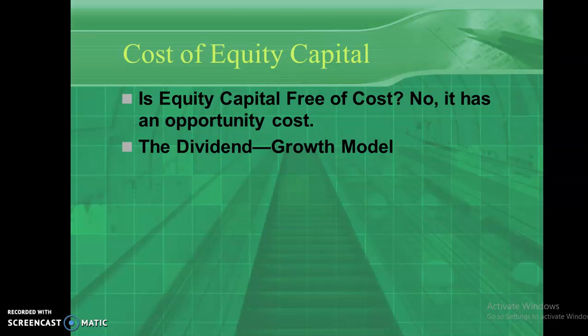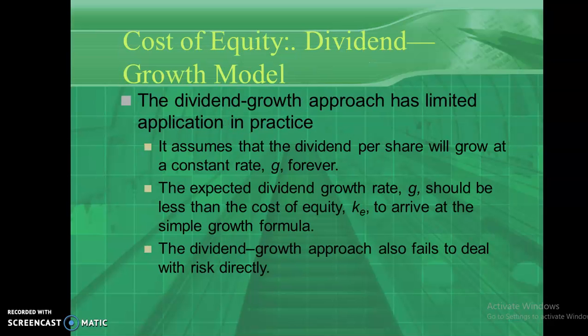Cost of equity share capital can be calculated on the basis of two approaches. The first approach is known as the dividend growth model approach. This approach states that dividends will grow at a constant rate, or dividend per share will grow at a constant rate. Say, for example, every year dividend per share is growing at a 10% rate, then you can work out this model. Then the second assumption is that the expected dividend growth rate should be lesser than the cost of equity.